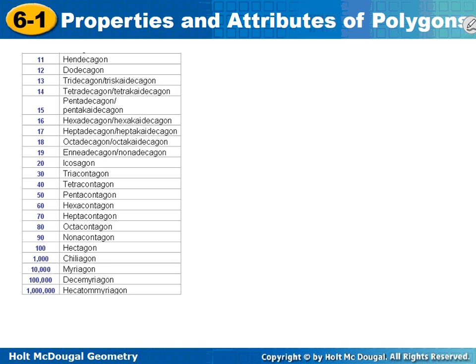Again, these are the names of some common ones that maybe you might have wanted to know about. Some are crazy. The last one, hectatomyragon? I don't know. Something like that. But there are infinitely many names, so you can Google them online if you're curious. Tetradecagon or tetrakaidecagon. So some of them have a couple different options.